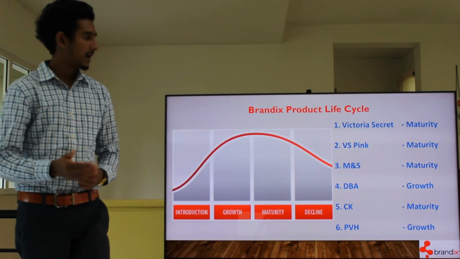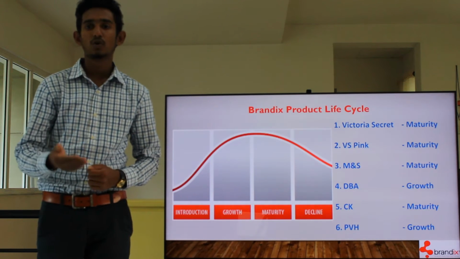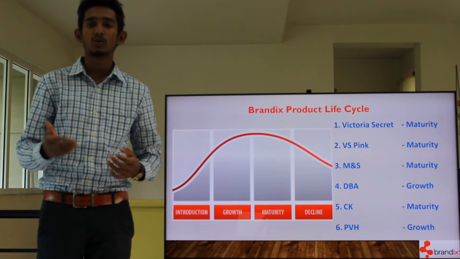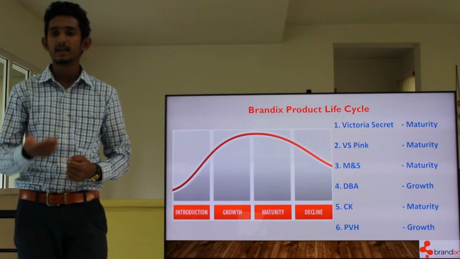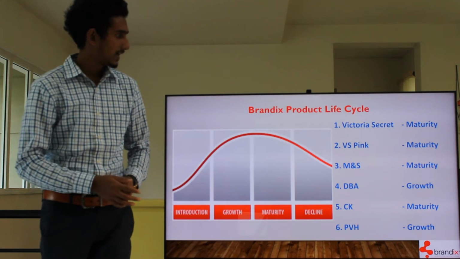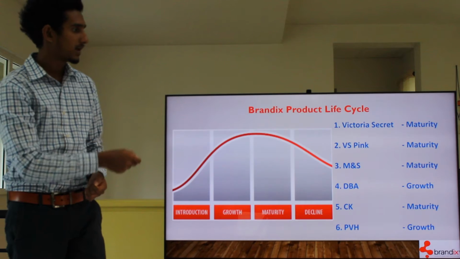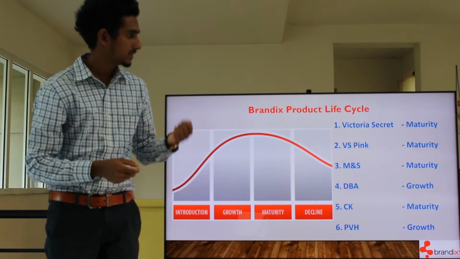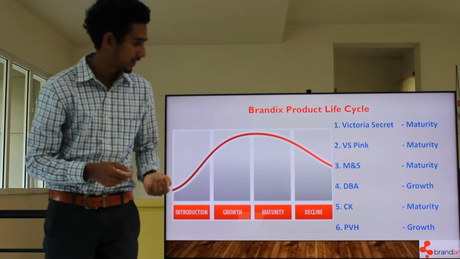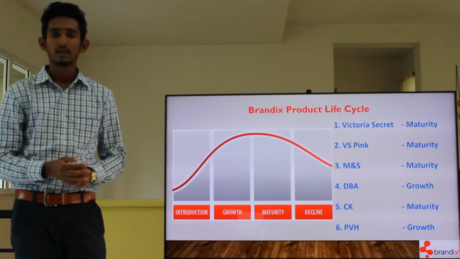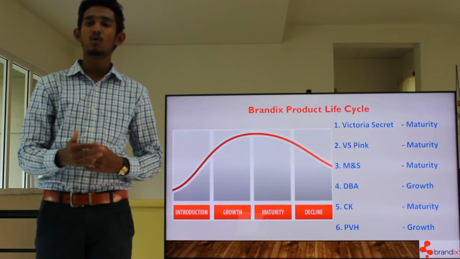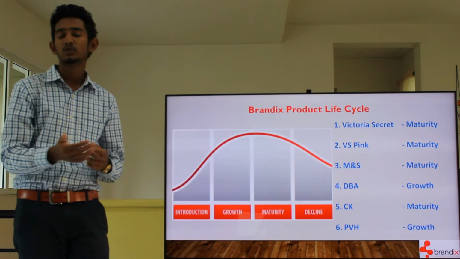So when it comes to the Brandix product life cycle, it differs accordingly with each product, as Brandix manufactures and exports garments for brands such as Victoria's Secret, Pink, M&S, DBA, CK, PVH, etc. As you can see in this slide, the Victoria's Secret product is in the maturity stage, VS Pink is in maturity, M&S maturity, DBA growth, CK maturity, PVH growth. So exporting to France will be the best opportunity to regain the strengths and retain all the brands in the maturity stage for the future as well.